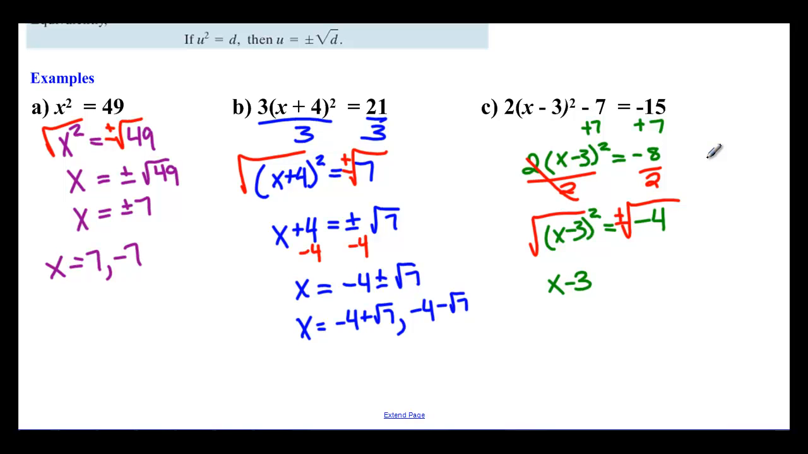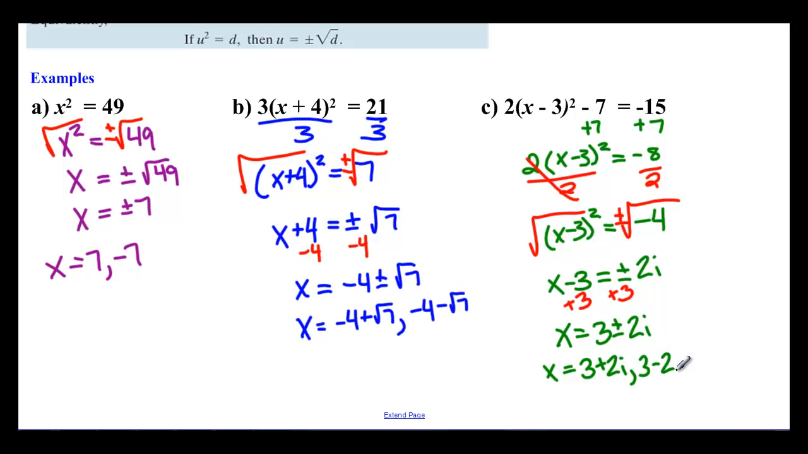Remember, anytime you're taking the square root of a negative, it's going to come out as an i. So the square root of negative 4 is going to be 2i. And now we're going to move this 3 over, so plus 3 on both sides. And we're going to get x equals 3 plus or minus 2i. So that means that x will be 3 plus 2i and 3 minus 2i.